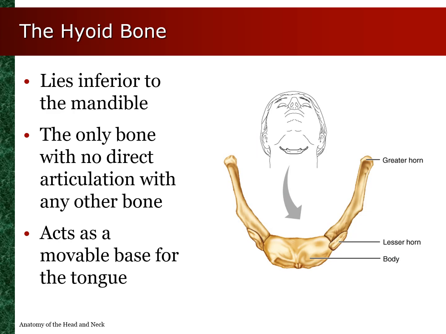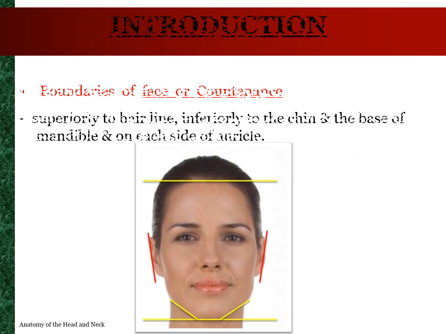You can also remember this smallest bone, the hyoid bone. It lies inferior to the mandible. It is the only bone with no direct articulation with any other bone. It acts as a movable base for the tongue. So this one is the hyoid bone. It has a greater cornu, lesser cornu and a body.